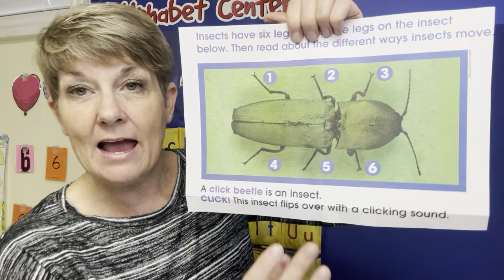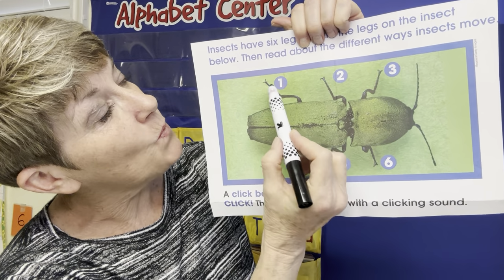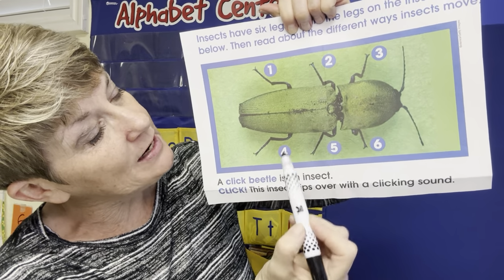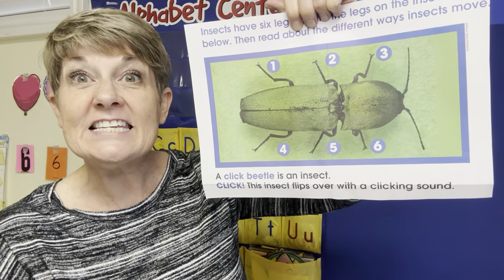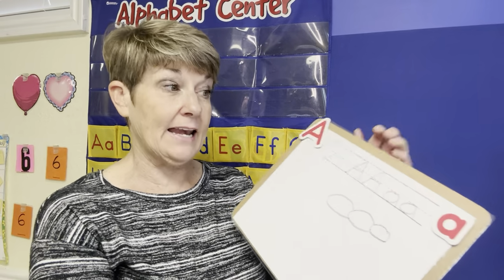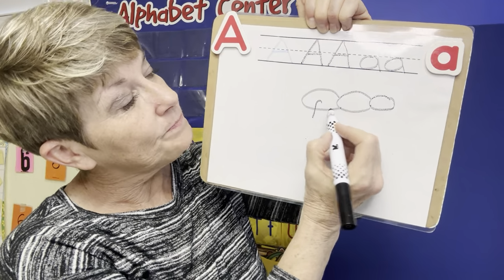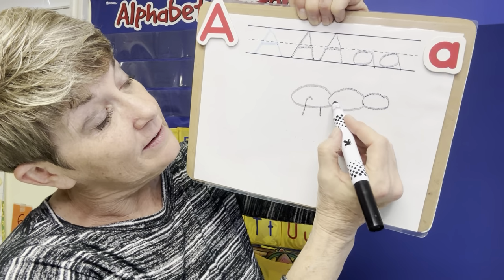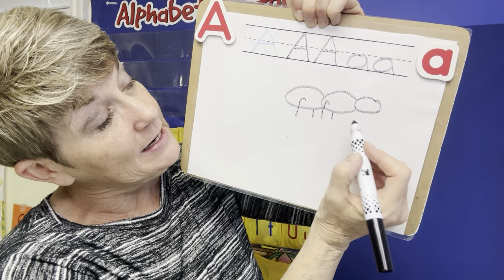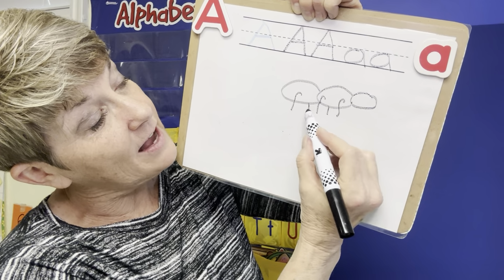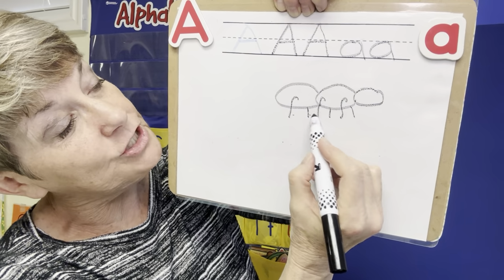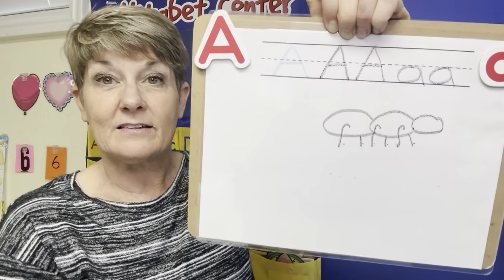Now, how many legs? I'm going to show you on this beetle. How many legs? Let's count them. One, two, three, four, five, six legs on an ant or any kind of an insect. And an ant is an insect, so we've got to draw six legs. One on this side, one on the other side. Two, three, okay, three on this side and three on that side. One, two, three, four, five, six.